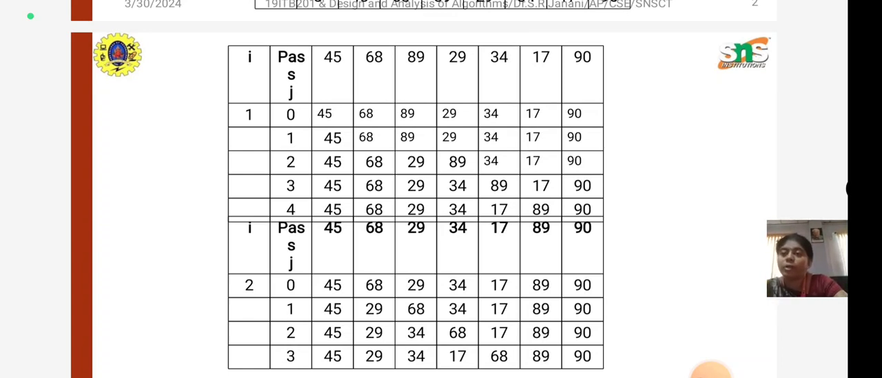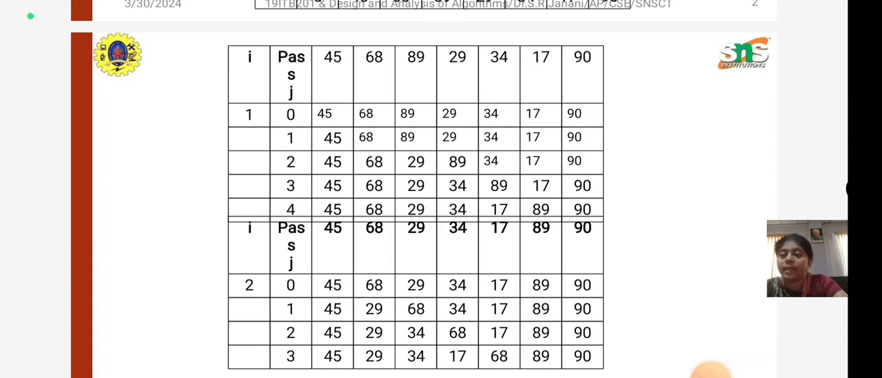Now we are comparing 45 and 68, the same, so we keep the order. In the first pass of the jth value, 68 and 89 are compared, it is the same, so we keep it. In the second pass we are comparing 29 and 89, it is lesser, so it is swapped. In the third comparison we are comparing 89 and 34, it is lesser, so both elements are swapped. And again in the fourth pass, 89 and 17 are compared, 17 is lesser, so both are swapped. Now it is already sorted, so after that we don't need to compare.